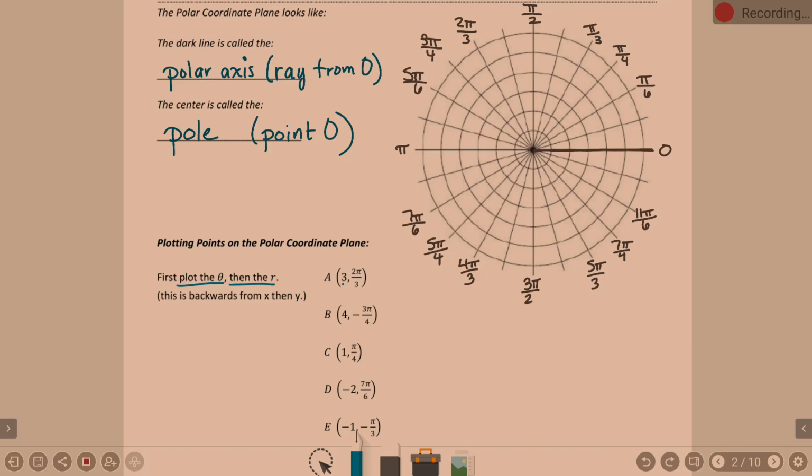What do you think we're going to do on that line of 2 pi over 3? We're going to count out 3 radiuses, or in other words, 3 rings. Each ring represents a unit of 1. So you're counting out to the third ring on the 2 pi over 3 angle, and that is point A. Not too bad, right? Find the angle, count out how many rings.